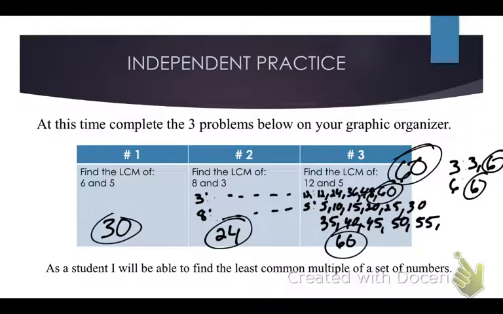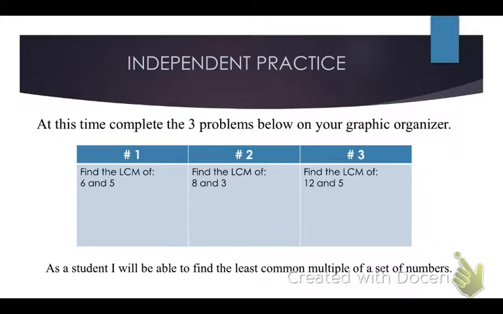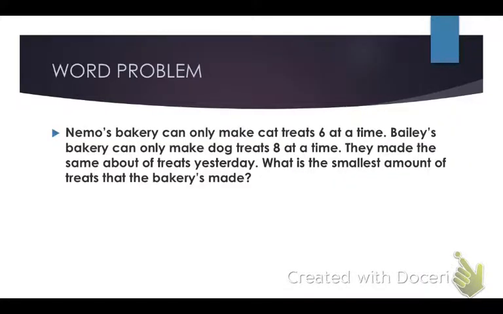Do not simply multiply them together. Yes, it works sometimes, but that should not be how you do it. Please make a list. Please circle your least common multiple. Hopefully you got all 3 of those correct. Okay, we're going to go back to the word problem. Remember, your objective was that you could find the least common multiple of different numbers.